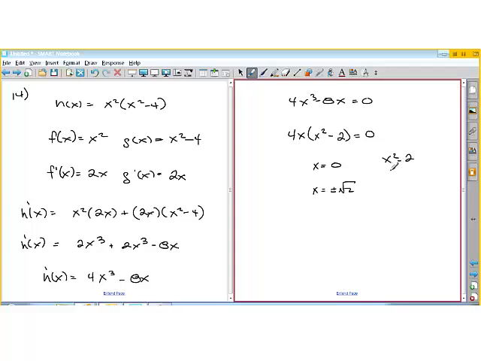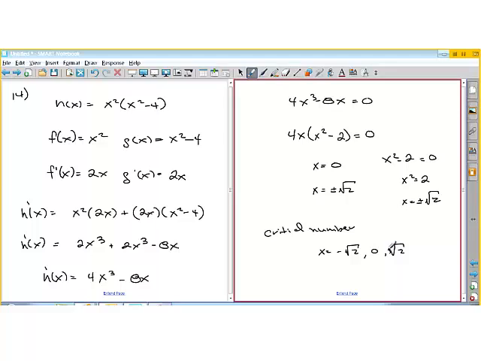Because you can't factor that easily. So you set that equal to 0, you get x squared is equal to 2, take the square root, plus or minus the square root of 2. So we have critical numbers. The critical numbers are x equals negative the square root of 2, x equals 0, x equals positive the square root of 2. And so at any of those three, we might have a local maximum or minimum.